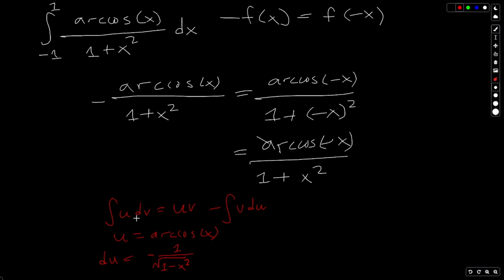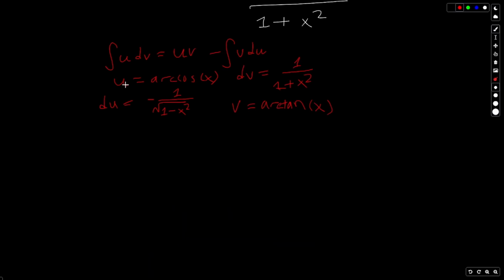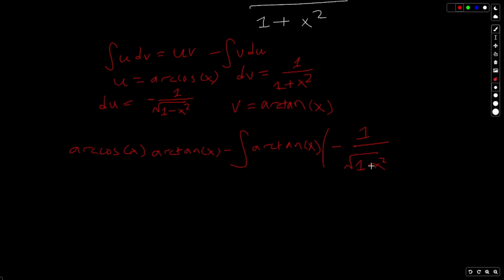Now, let's do the dv. dv is equal to our 1 over 1 plus x squared, which is multiplied to the arc cosine of x. So dv is equal to 1 over 1 plus x squared. Integrating this, we get v is equal to arc tangent of x. Now, we multiply the u and v together for our first part. We have arc cosine of x times arc tangent of x minus the integral of v. V is arc tangent of x. And then du is going to be our -1 over square root 1 minus x squared dx.